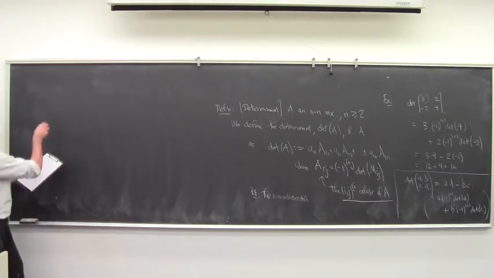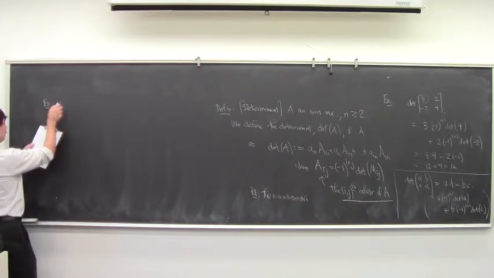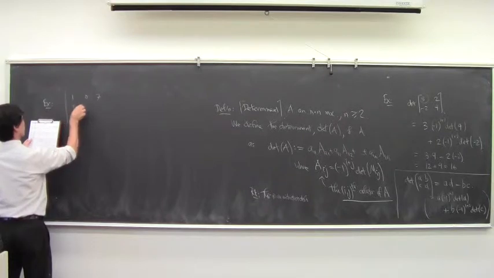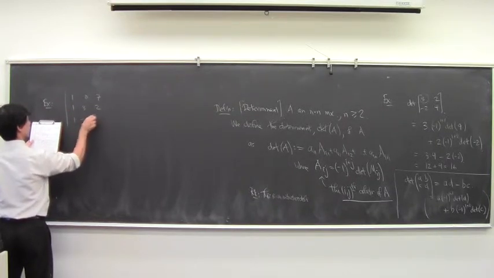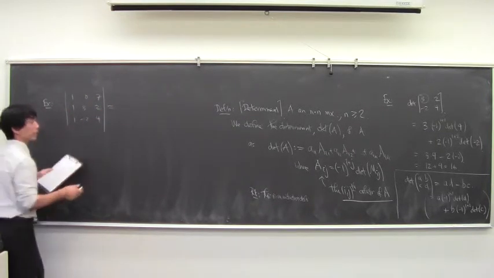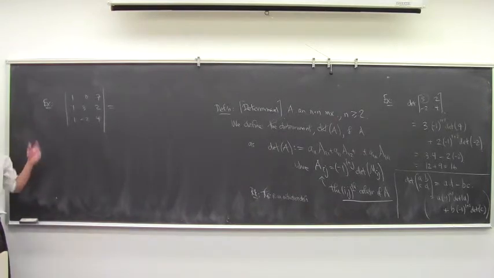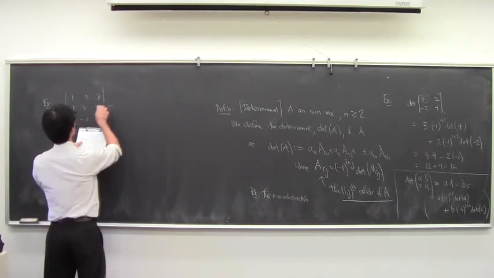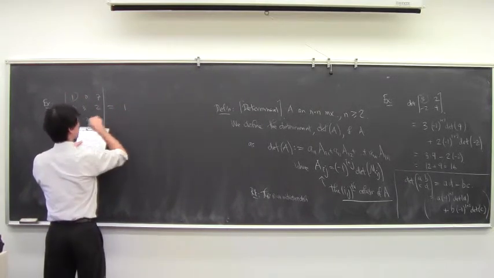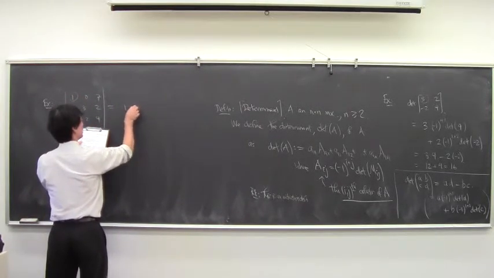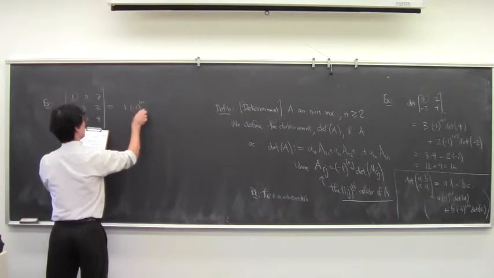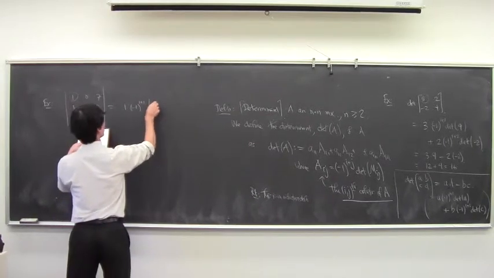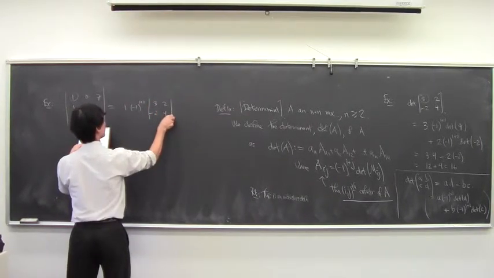Okay. Another example. I'm taking the determinant of 1, 0, 7, 1, 3, 2, 1, negative 2, 4. Right? So I've got a 3 by 3. You know it's going to be defined in terms of the determinants of the 2 by 2s. So this is going to be A11 times negative 1 to the 1 plus 1, right? Because we're within A11, times the determinant of 3, 2, negative 2, 4, right?